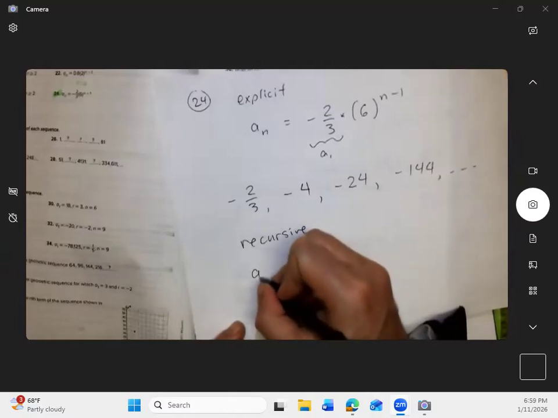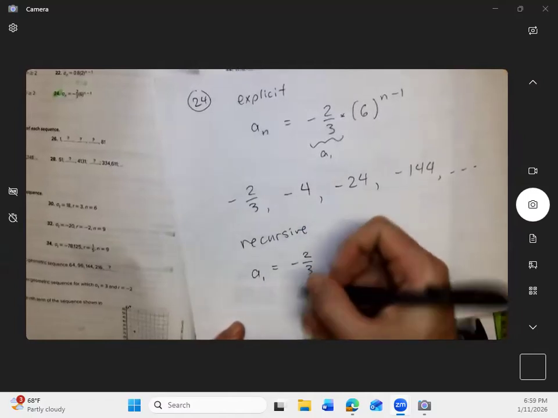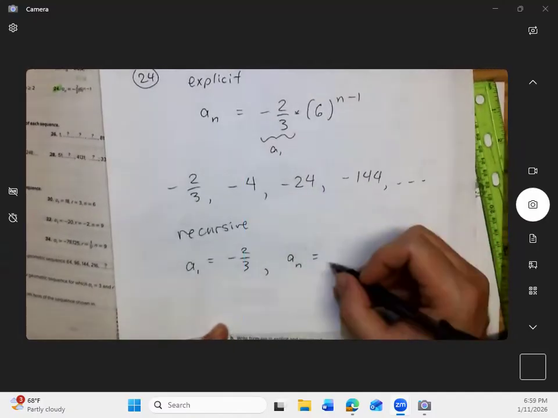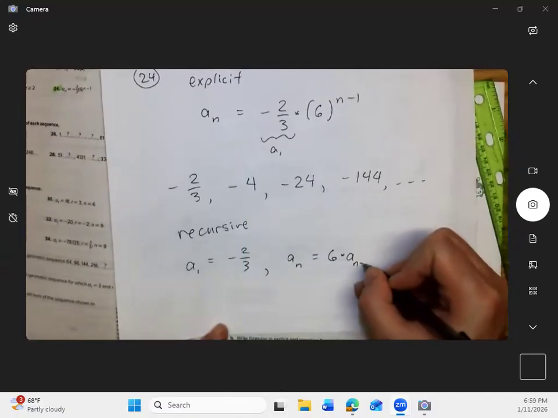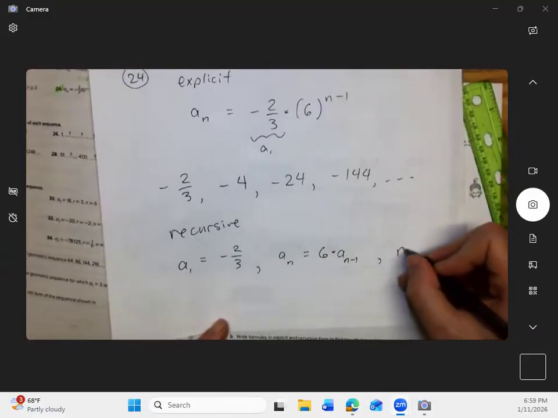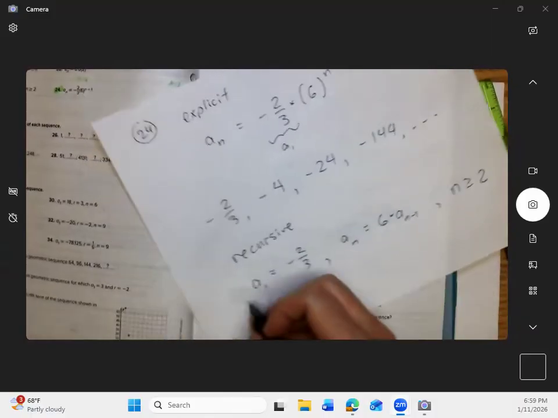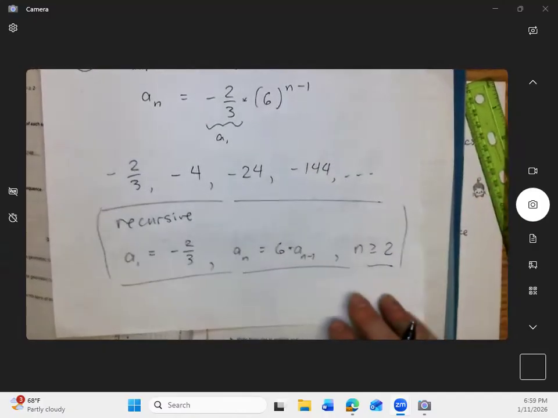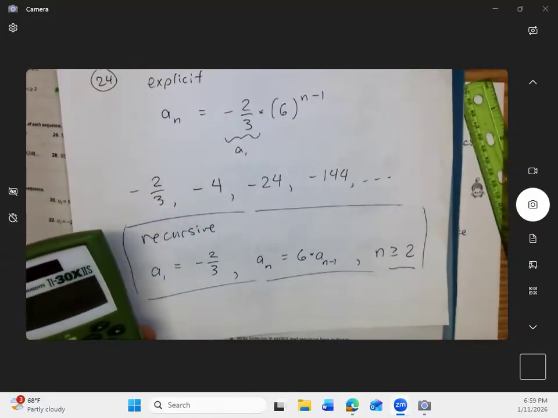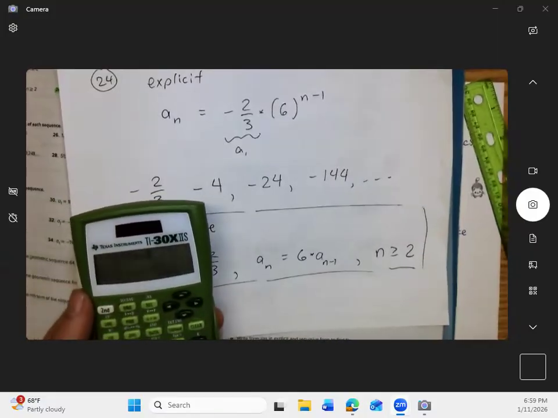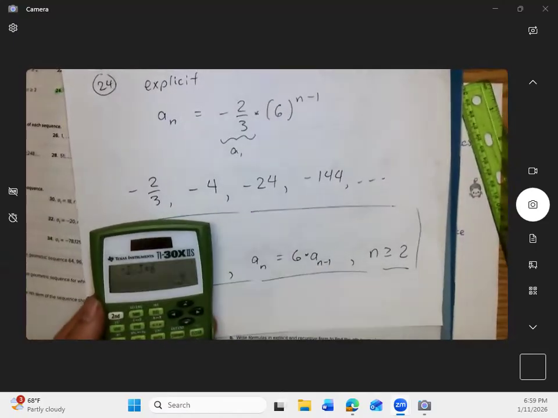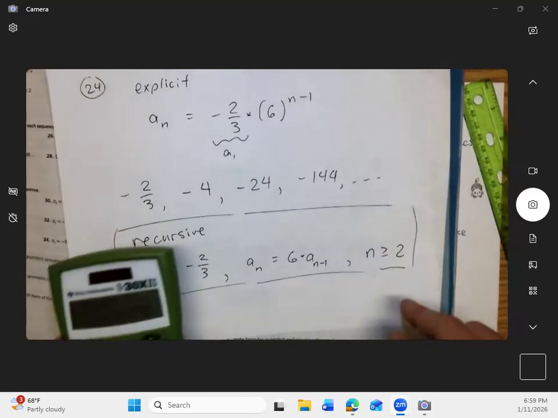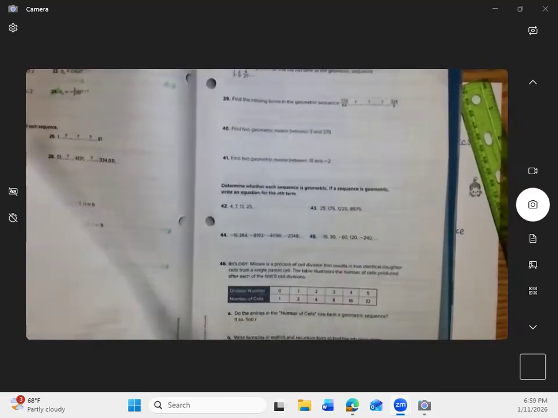Recursive, I have to tell you what the first term is, which is this right here, then comma. And then the nth term is going to be just 6 times the previous term. Okay. And that accounts for n greater than or equal to 2. Like that. All right. So, well, yeah, negative 2/3, and then times 6. And then that's negative 4. And then if I say that times 6, boom. And if I just keep hitting enter, boom, I just keep getting the next term. Recursive. Yeah. All right, one more of these.